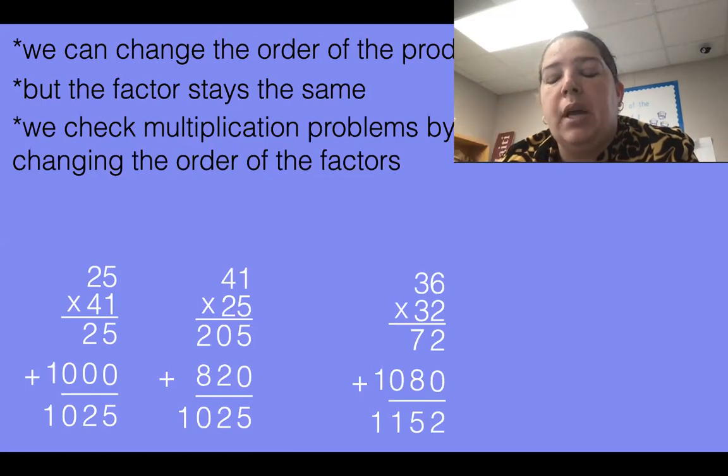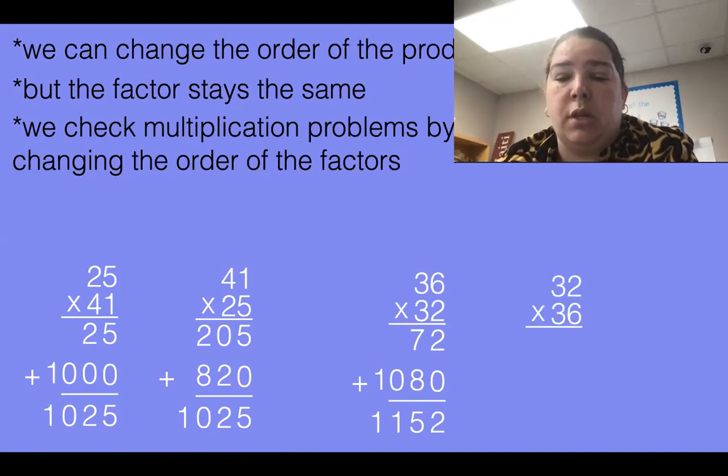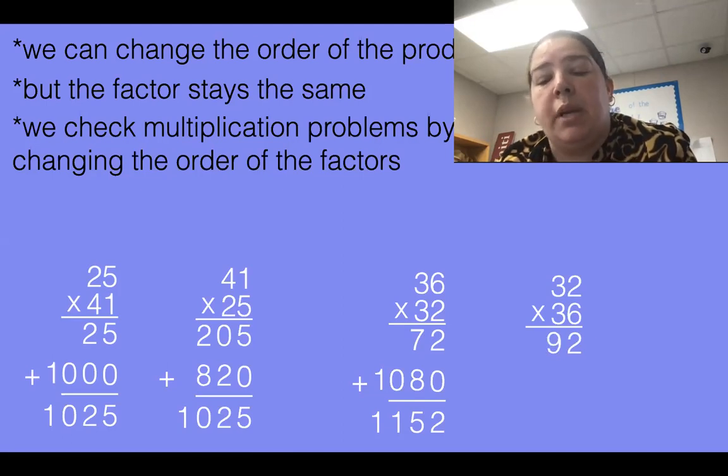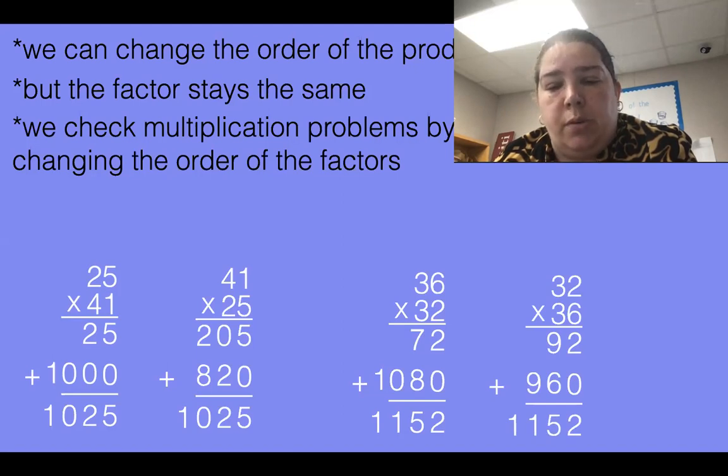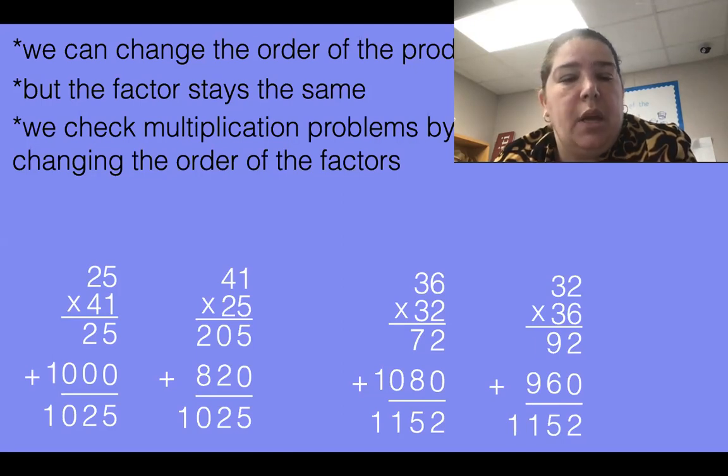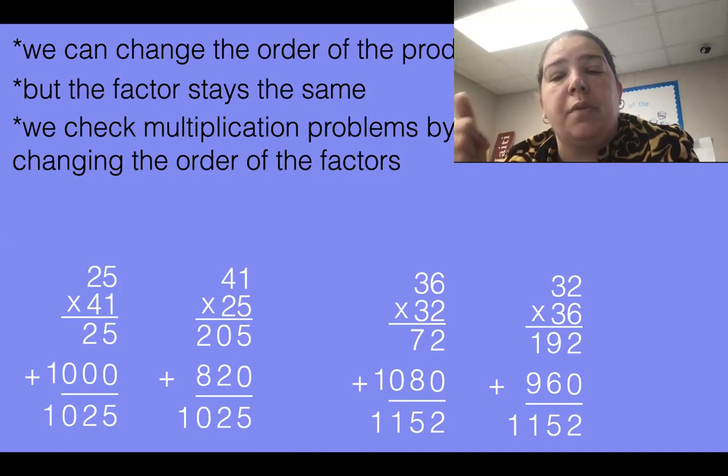36 times 32 flipped around is 32 times 36. When we multiply, 2 times 6 is 12, carry the 1. 3 times 6 is 18, plus 1 is 19. I think I forgot that 1 there. You need a 1 in front. Put your spacer down. 2 times 3 equals 6, and 3 times 3 equals 9. When you add them together, you should get 1,152. Okay? Again, there should be that 1 there. Please excuse my mistake. All right, so this is the way we're going to flip the problem so that we can check our answers.